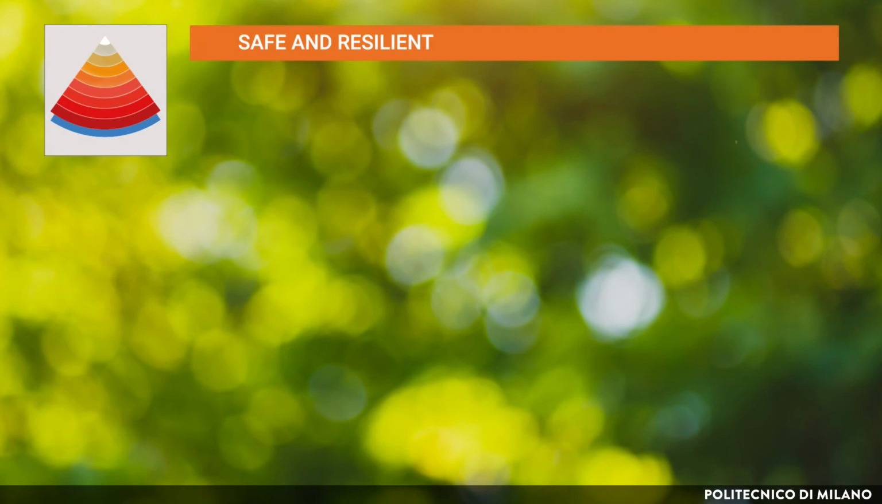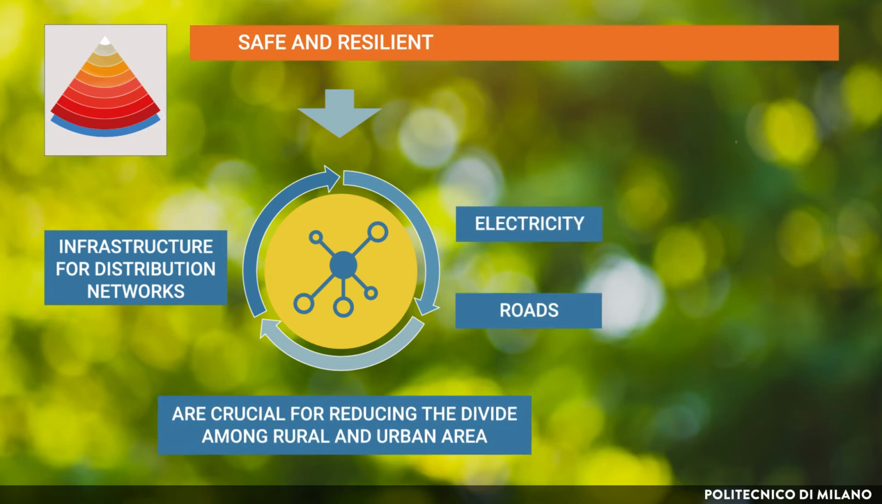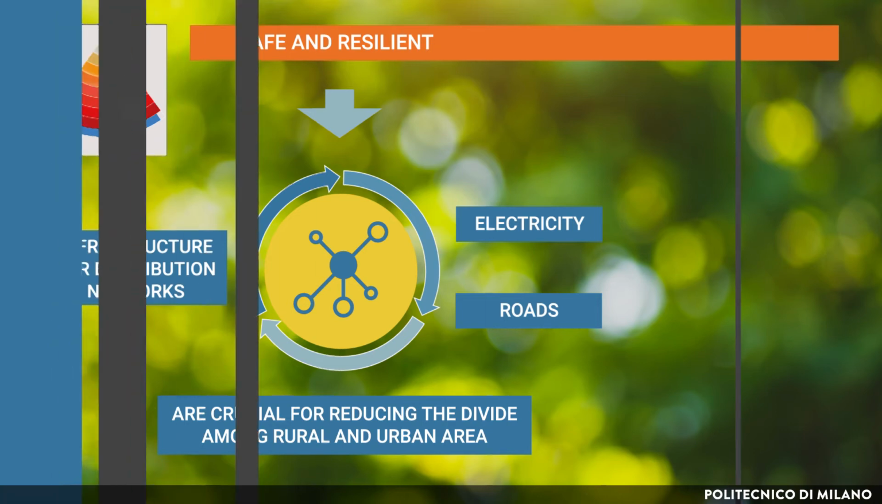Safe and resilient. Fourth, infrastructure for distribution networks like electricity and roads are crucial for reducing the divide among rural and urban areas and to hasten the adoption of modern, healthy and safe services. Data collected from sensors, machines and vehicles enable rapid decision-making and improve productivity, operational safety and maintenance, and a new engagement by people is expected by the introduction of digital products and services that allow customer-specific solutions.